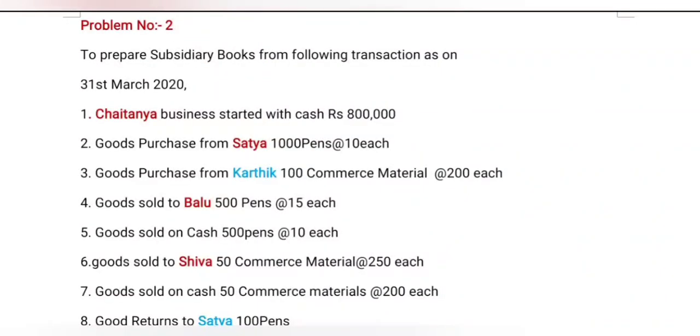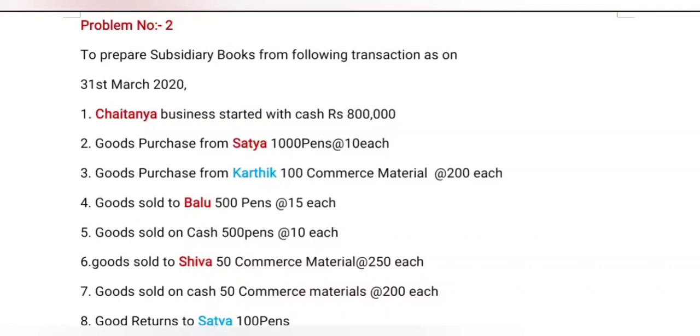Now we are coming to observe the problem. Here, goods purchased from Satya, 1000 pens at the rate of 10 each. Here the transaction is giving mixed information. It means units of purchase and units of sales. So we are taking another column, the details column, at the time of preparing the books.